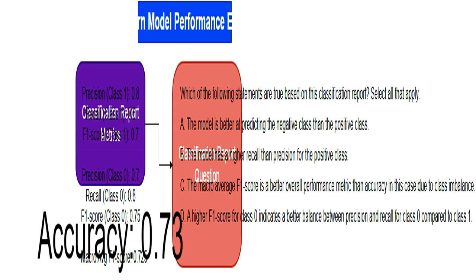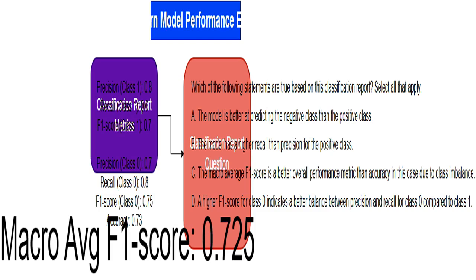The overall accuracy of the model is 0.73, meaning it correctly classified 73% of all instances. The macro average F1 score is 0.725. This is the average of the F1 scores for each class, giving equal weight to each class. It can be a better indicator of overall performance than accuracy, especially in cases of class imbalance, where one class has significantly more instances than another.